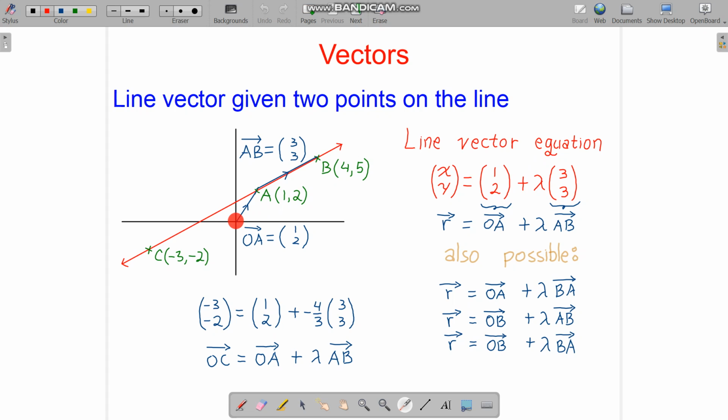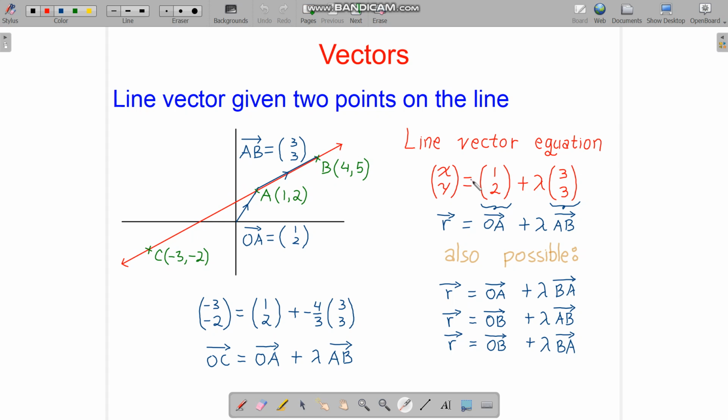So from the origin you go to A, so from this point you can go in any direction to B or the opposite direction. So here we use OA plus some multiple of AB. This means you start from A and then you go in the direction of AB, but you can go twice the length of AB, maybe half of the length of AB, or maybe -2 times the length of AB. So it means you go in this direction.